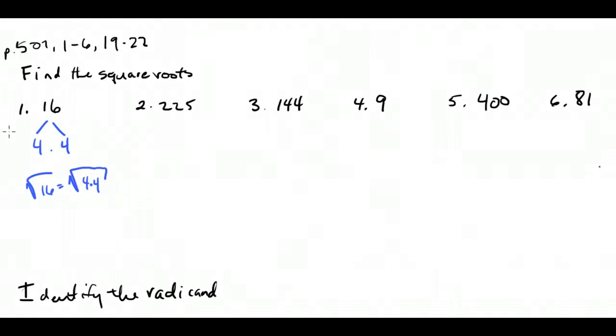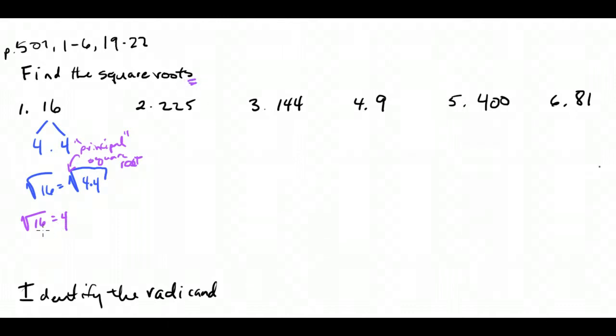Remember, the radical is the principal square root. By principal square root we mean the positive, or non-negative, square root. So in this case, the square root of 16 is 4, but we're asked to find the square roots of 16.